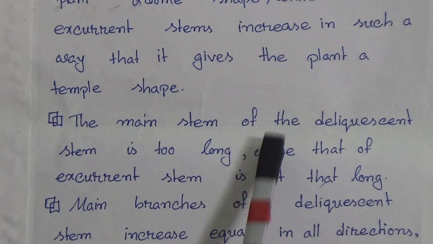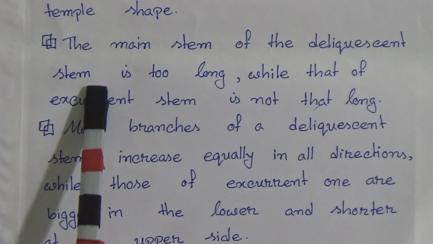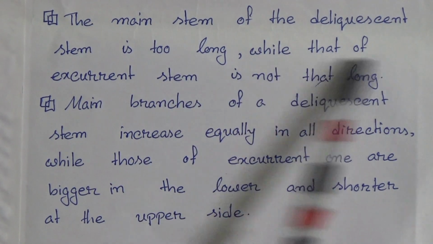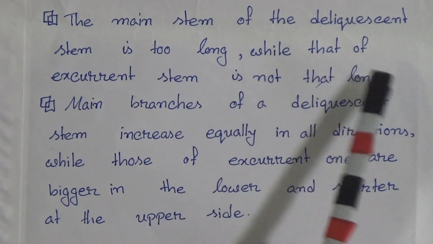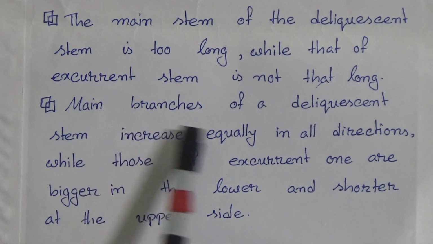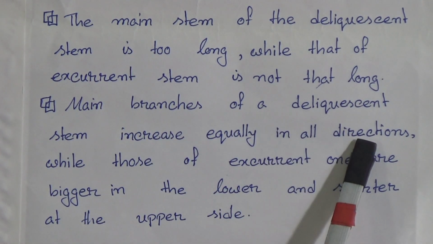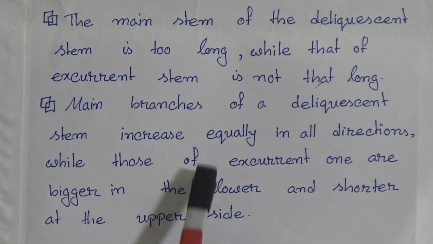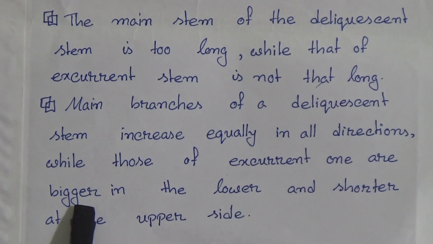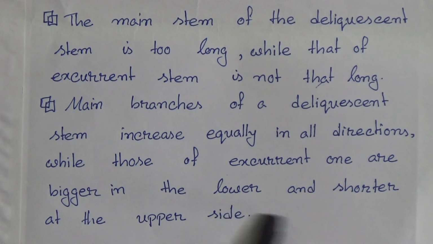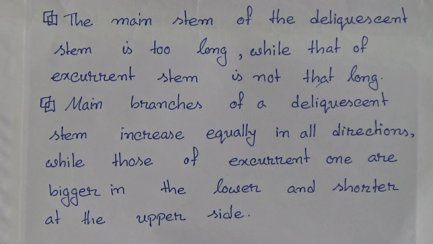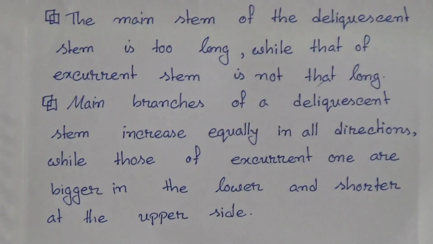Now the main stem of the deliquescent stem is not long, while that of excurrent stem is very long. Main branches of a deliquescent stem increase equally in all directions, while those of excurrent one are bigger in the lower and shorter at the upper side. Now here is the discussion of the question number 2.